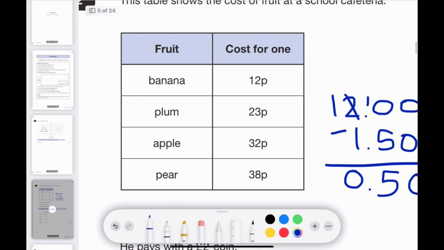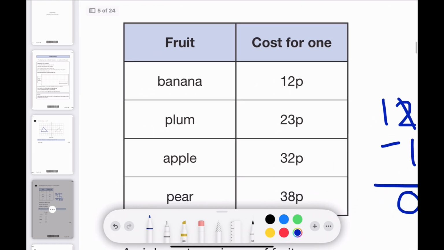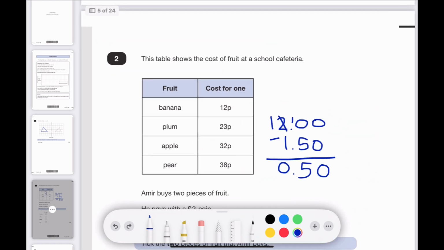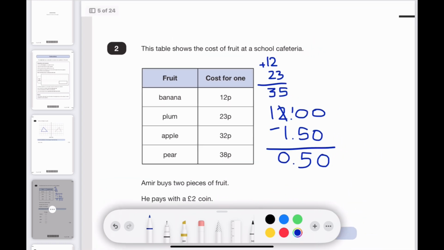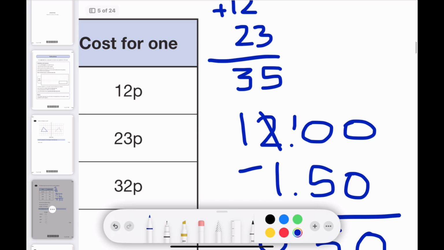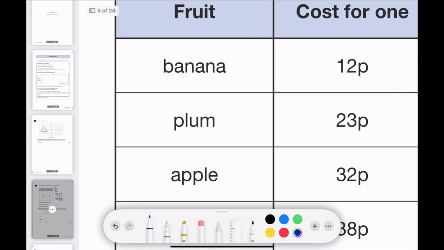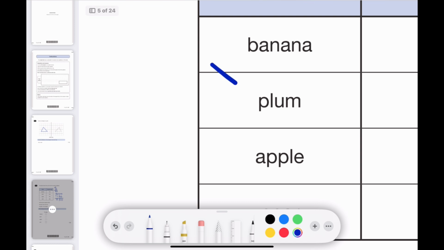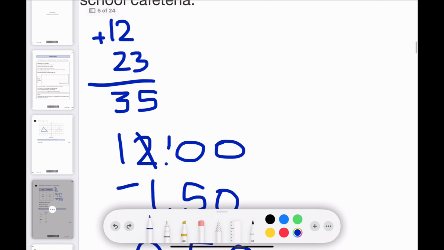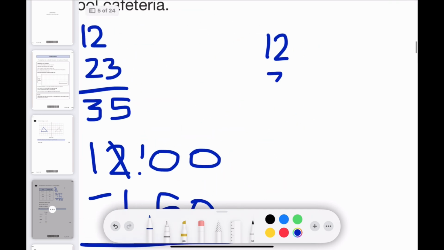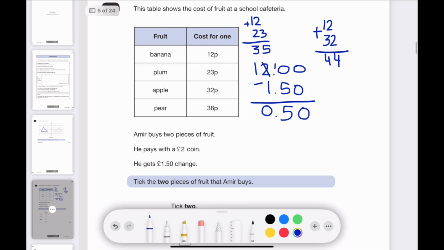So this will be a trial and error. So let's try the banana and plum first. So we'll do 12 add 23. 2 add 3 is 5, and 1 add 2 is 3. So this does not equal 50p, so it cannot be the banana and the plum. Could it be the banana and apple? Let's try that. So let's do 12 add 32. 2 add 2 is 4. 1 add 3 is 4. So it is not the banana and the apple.